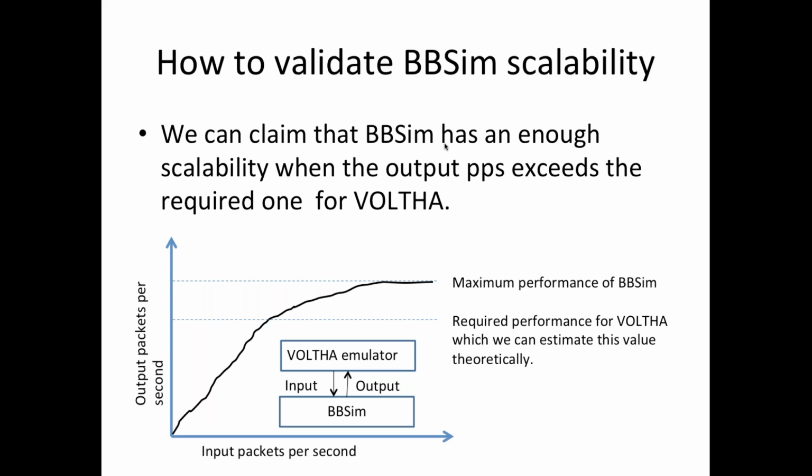So this graph simply shows my proposal. I think the scalability means the packets per second that BBSim can handle. So, if we can calculate the requirements of packets per second that Volta needs to handle at least when there are so many ONUs connected to the OLT, and if BBSim's capability in packet handling can exceed the requirement, we can claim that BBSim has enough scalability for the simulation of the control messages. So that is my proposal about this.